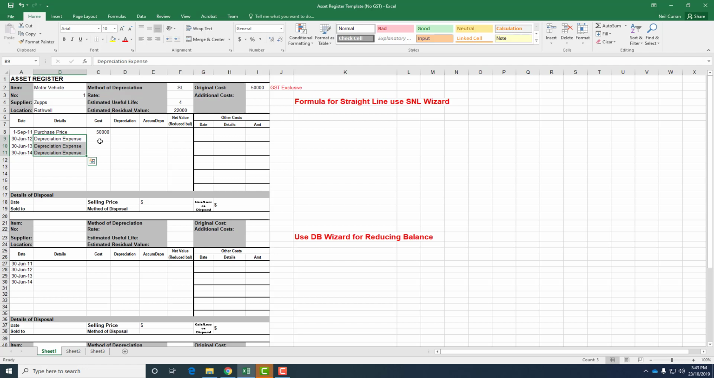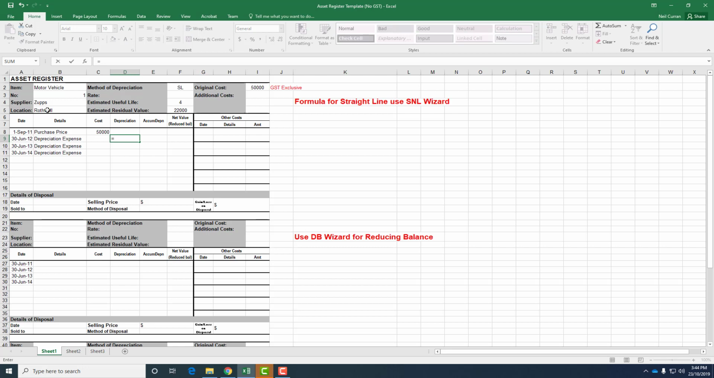Now the straight line is the easiest one to use, and that basically entails you getting the original cost minus the residual value, divided by the number of years, to give you the same amount every year. Now within the actual exam itself you may have an asset which is acquired partway through the year. So for example, we've got here an asset that's been acquired as at the 1st of September. So therefore you need to prorata that in order to calculate the depreciation leading up to the 30th of June of the following year.